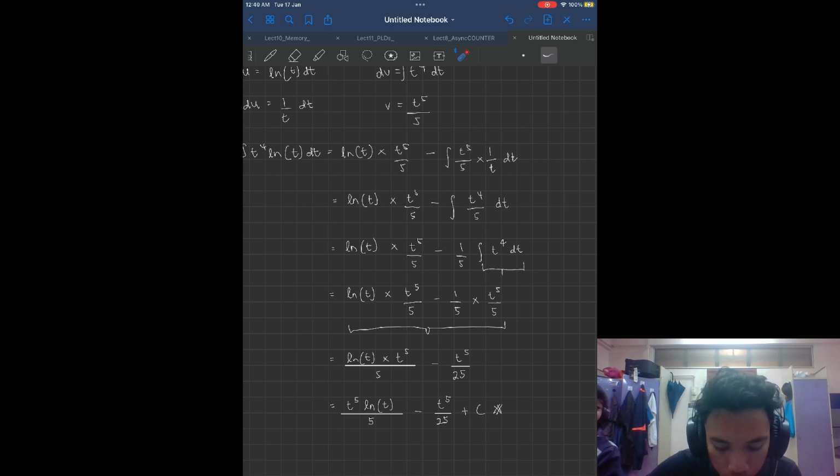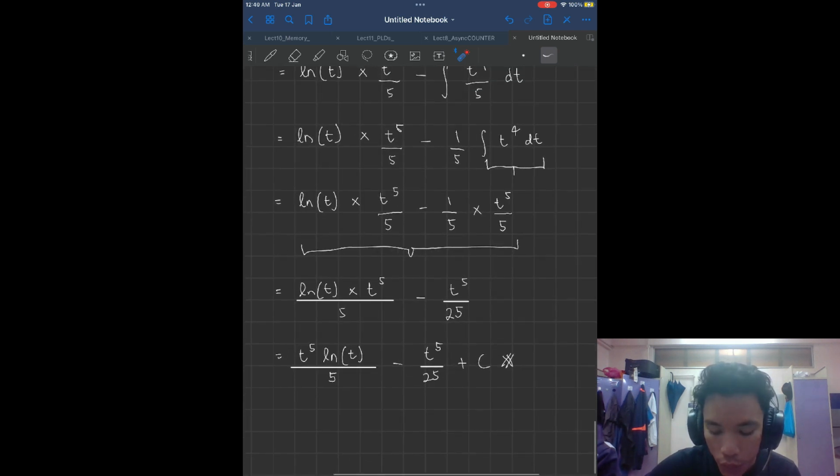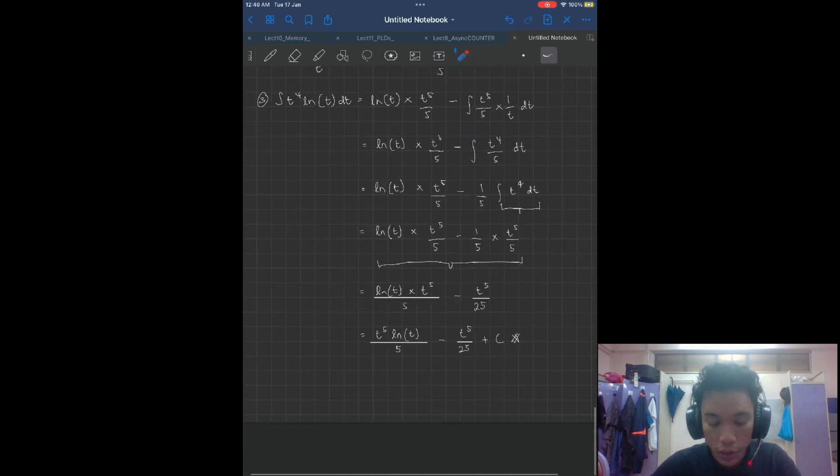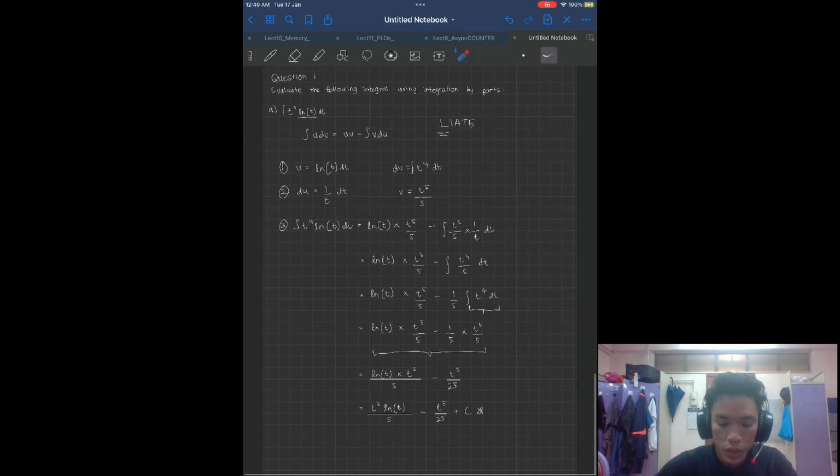ln t multiply t^5 over 5 minus 1 over 5 multiply t^5 over 5. Then we got the answer: ln t multiply t^5 over 5 minus t^5 over 25. So this is our final answer, and please don't forget to put plus c, because this integral doesn't have limits, so we have to put plus c. And then that's it. This is the final answer of the question.